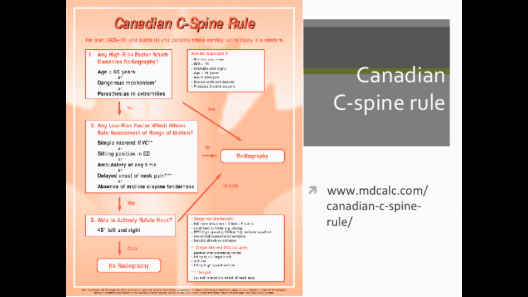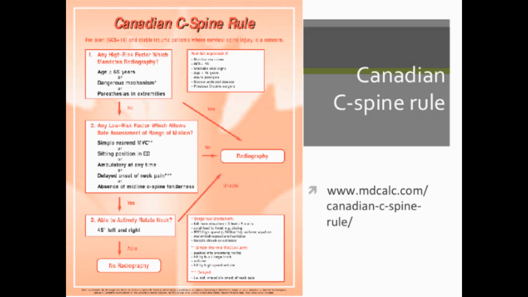The first thing to consider with this Canadian C-spine rule is, is there any high-risk factor present which mandates radiography? So those high-risk factors are age over 65, a dangerous mechanism, which is detailed in that box down at the bottom on the right-hand side, or is there any paresthesia in the extremities? If the answer to any of those questions is yes, they need to have radiography.